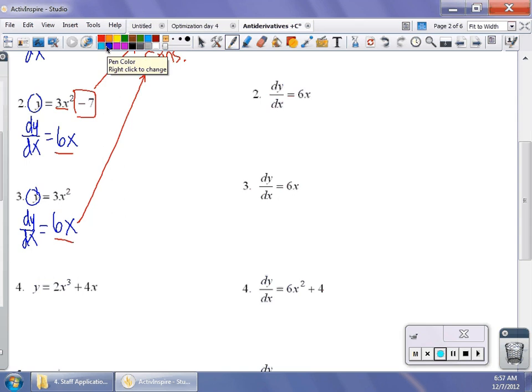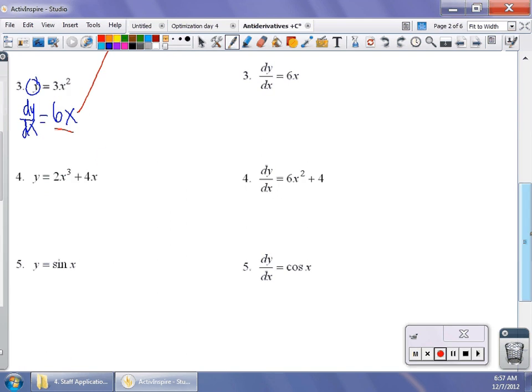Moving on to problem number 4, on the left-hand side, the derivative of y is dy/dx. And on the right-hand side, by the power rule, the derivative is 6x squared plus 4. In problem number 5, finding the derivative on the left-hand side, we get dy/dx. And the derivative of sine, which is a transcendental function, is cosine. So what you've done there is old stuff, easy stuff, stuff you already know how to do.